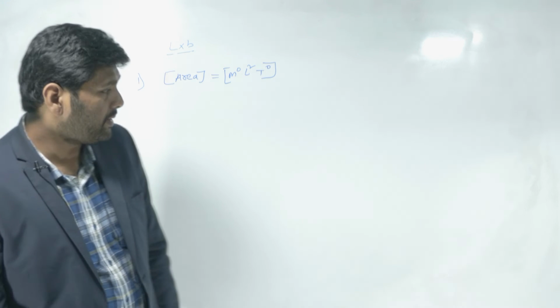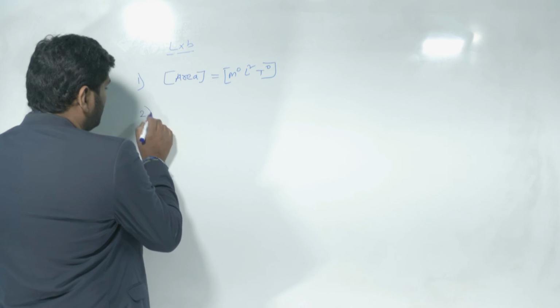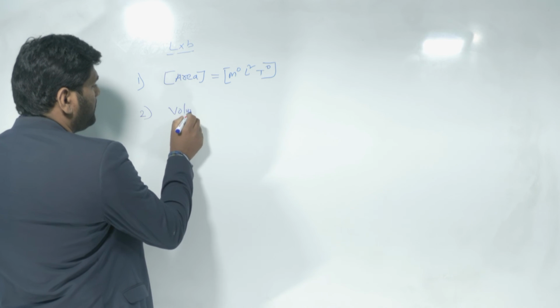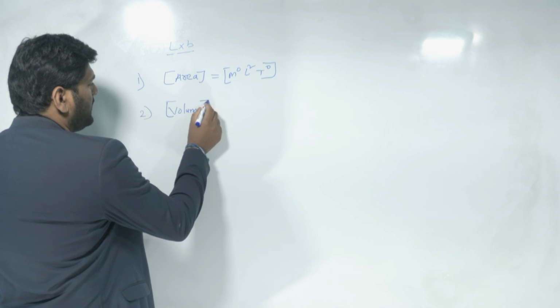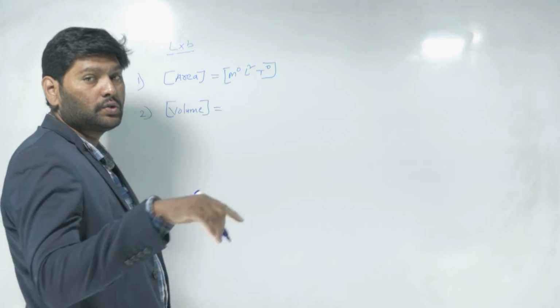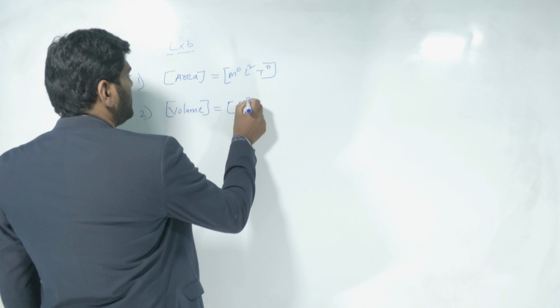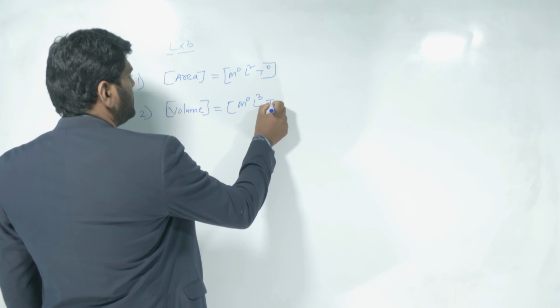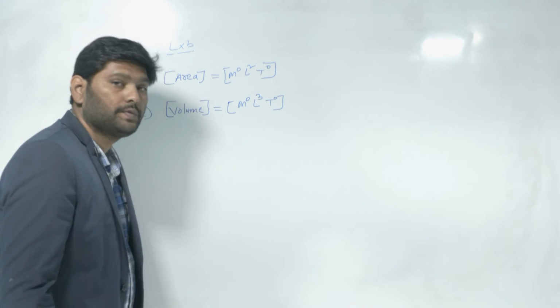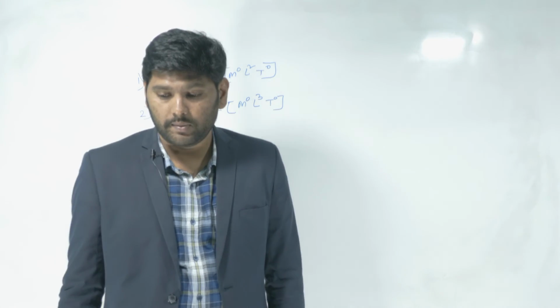Similar way, dimension formula for volume. The formula is length into breadth into height. So the dimensional formula becomes M0 L power 3 T power 0. Understand? So that is your dimensional formula.